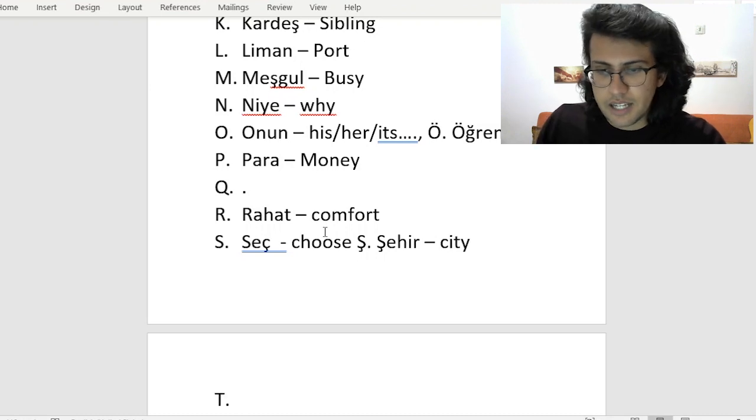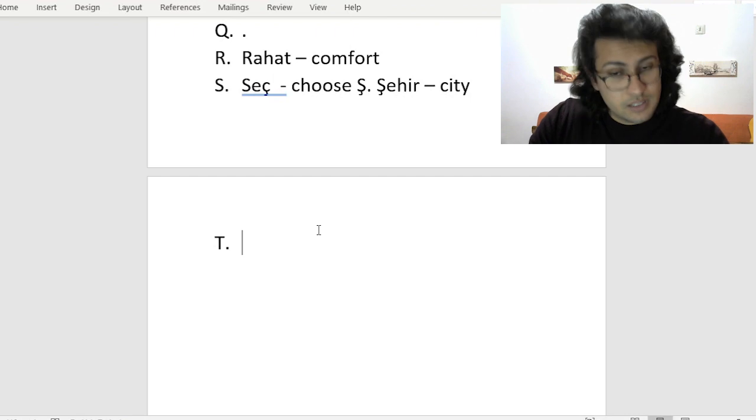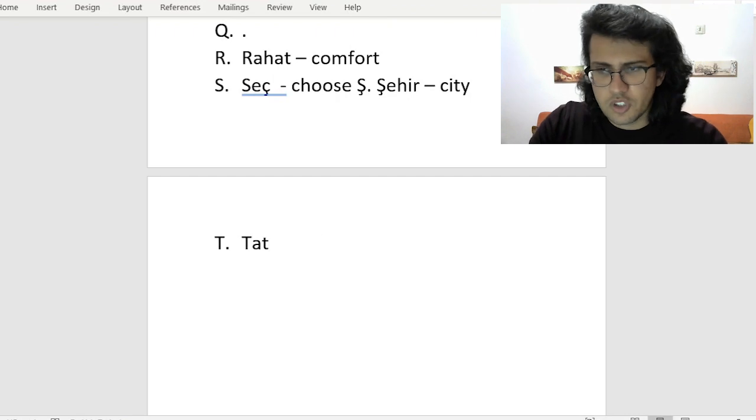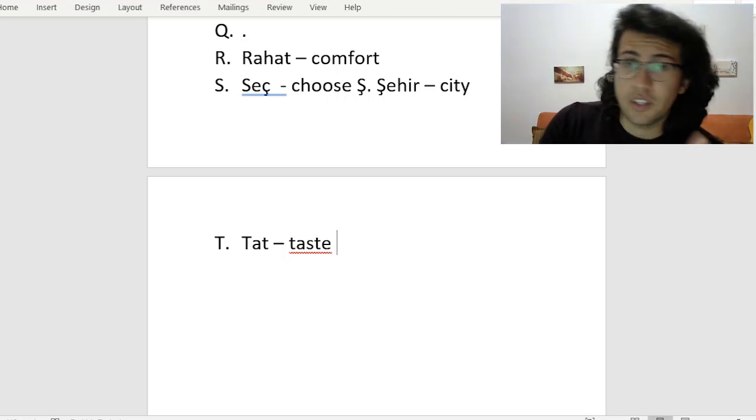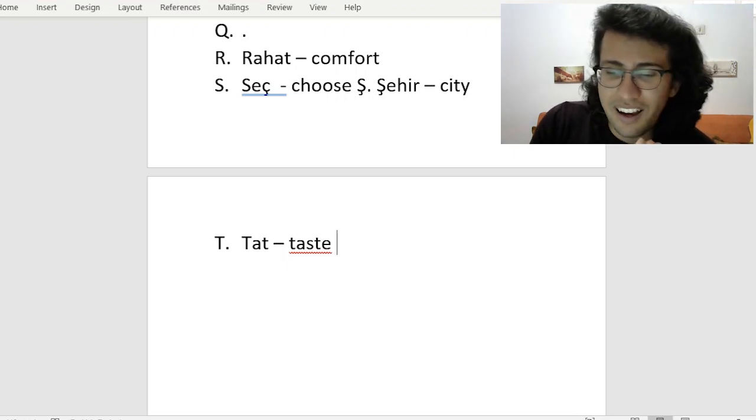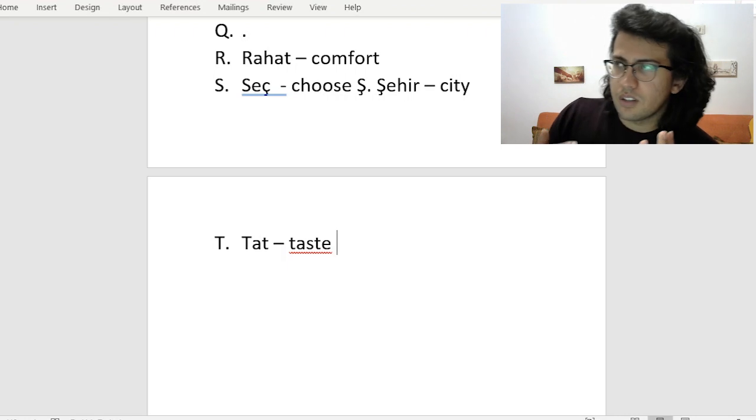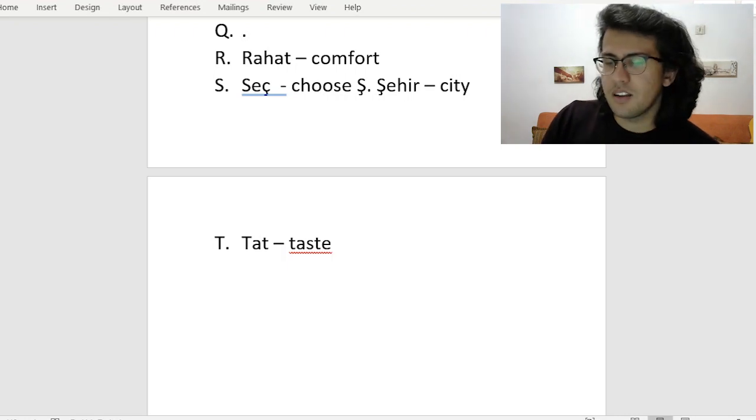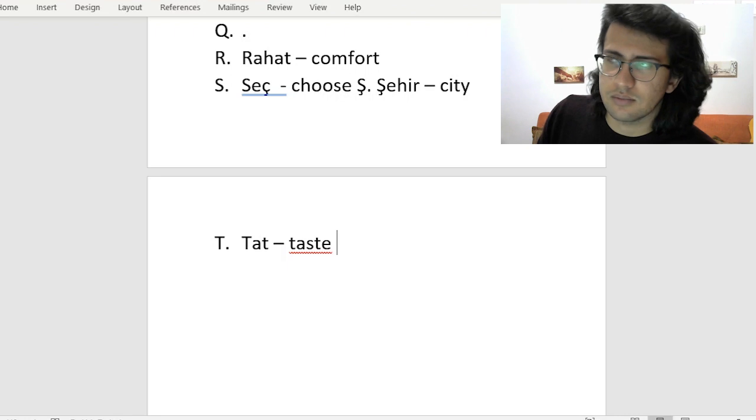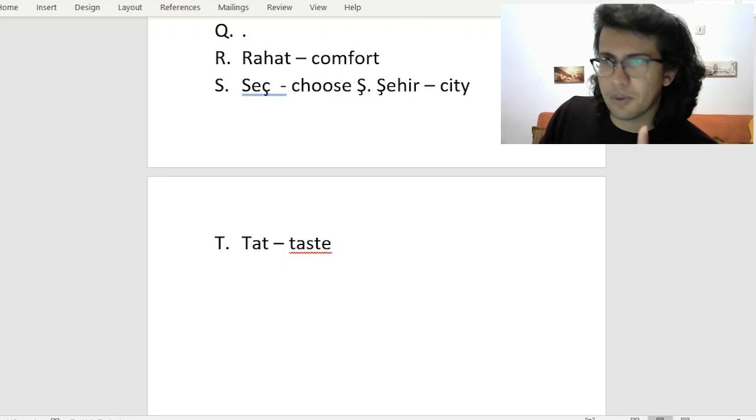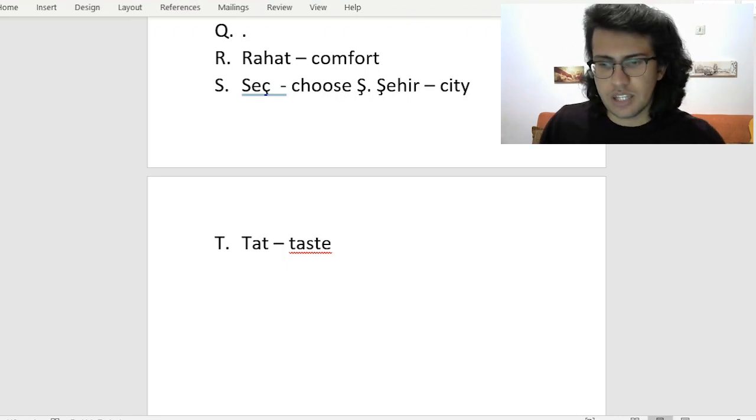Okay. Next, we have the letter T, pretty much the same as in Turkish, and the word is tat, and it means taste. It's also a Turkish brand, by the way, but this is not sponsored in any way. A taste, so not the verb to taste, but more like "it has a nice taste." Onun tadı güzel. Ignore the fact that I changed the letter. We'll talk about that actually right after we finish the alphabet.